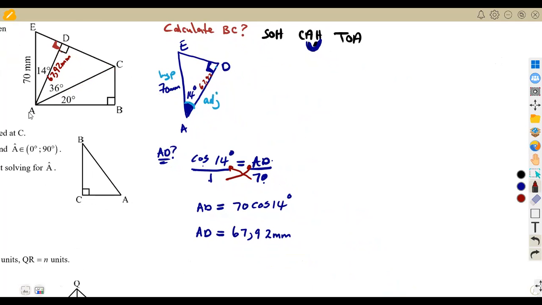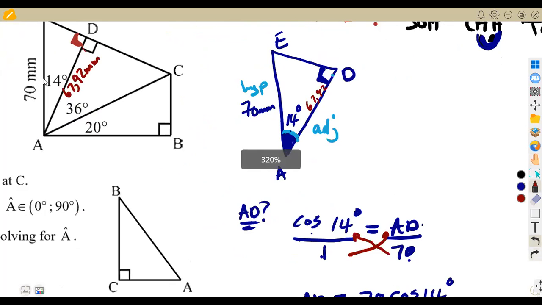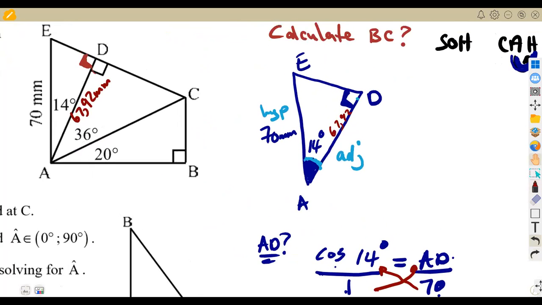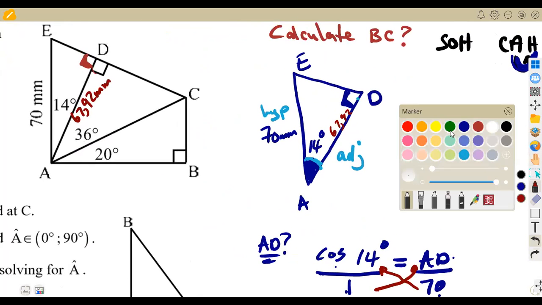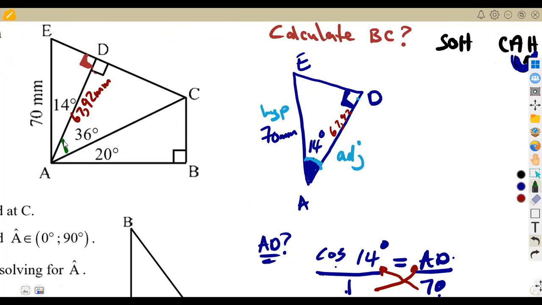According to triangle ADC, let us name our sides, what we are given and what we want to calculate. What are we given? According to the angle of 36 degrees, the side that we just calculated, which is our AD, is now the adjacent. What do we want to calculate? We want to calculate AC, and AC, according to 90 degrees, is the hypotenuse.